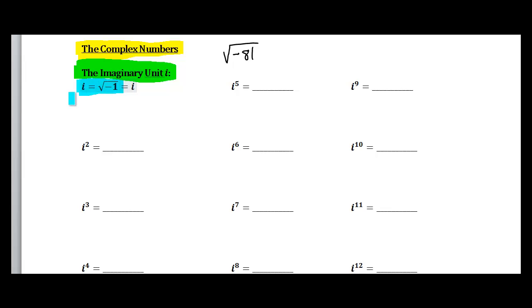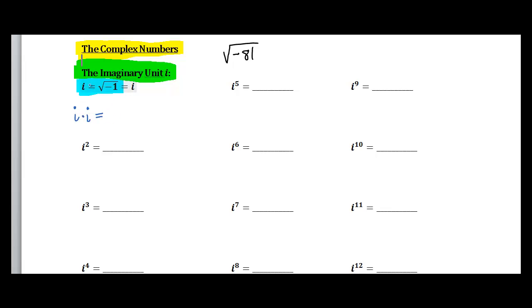And so what I'm going to do right now is start looking at some powers of i so that I can see some of the patterns that may arise. For instance, let's say I try to figure out what i squared is. Well, if I take i and multiply it by itself, I get i squared, right? So i times i is i squared.